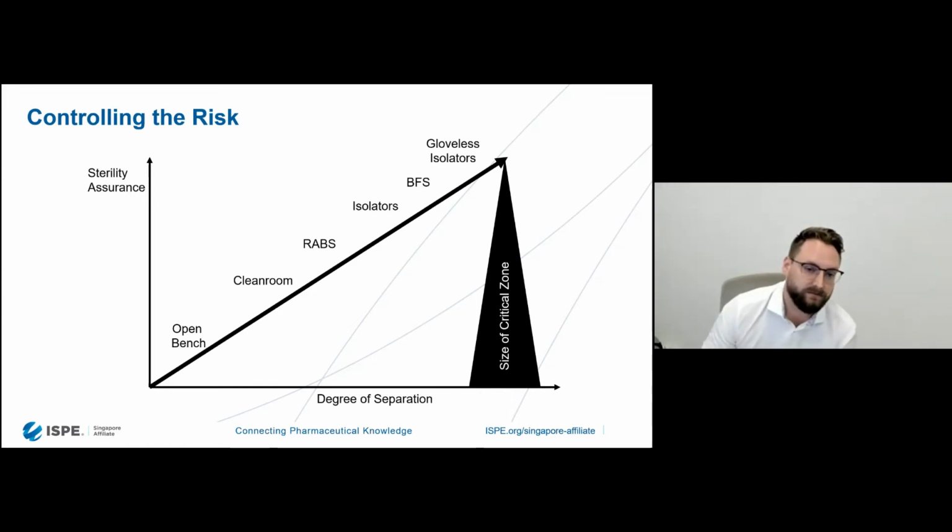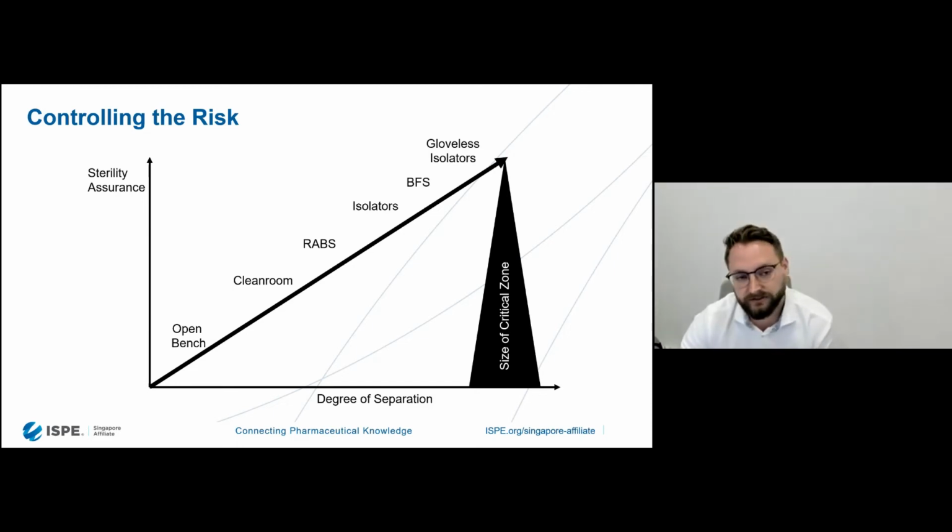With the insurgence of single-use disposable components, that really makes machines like isolators or even gloveless isolators very beneficial, as there's no washing, no cleaning validation. You use it once, throw it away, and then you're done. So all of this leads to a much higher sterility assurance during batch processing.